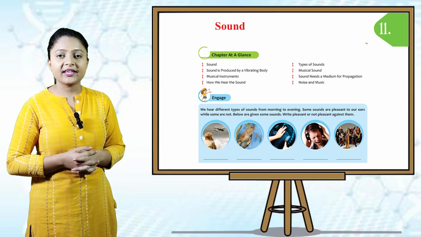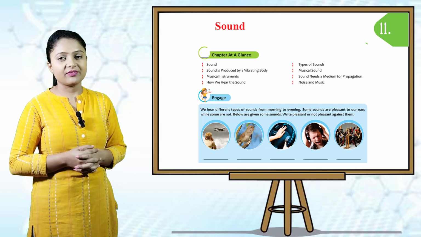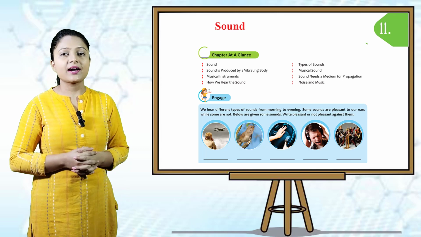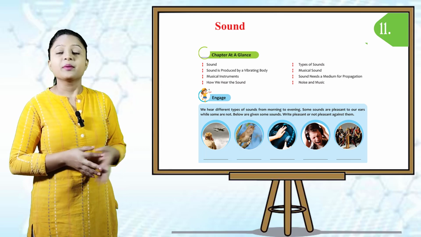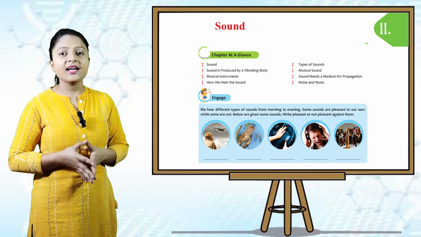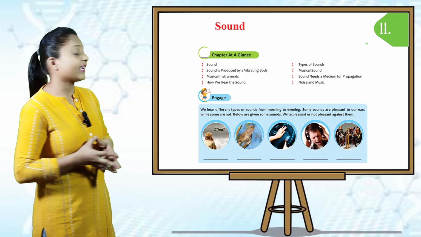Engage. We hear different types of sound from morning to evening. Some sounds are pleasant to our ears while some are not. Below are given some sounds. Write pleasant or not pleasant against them.